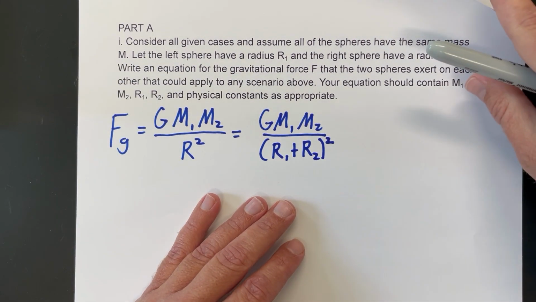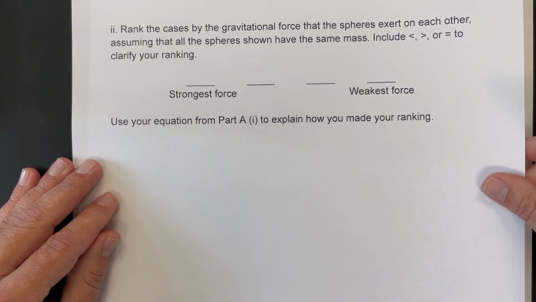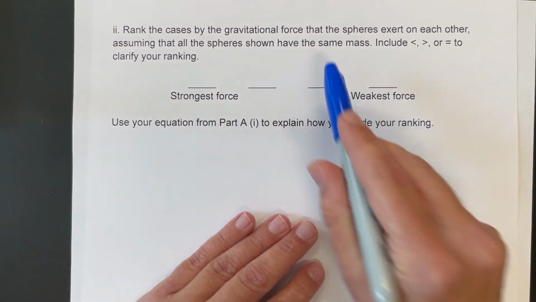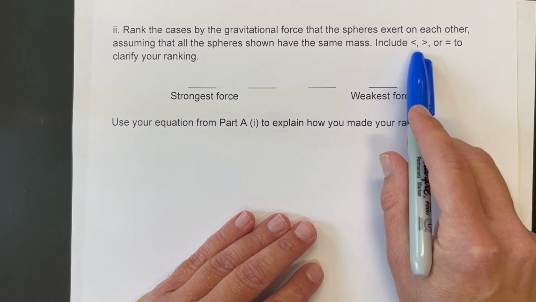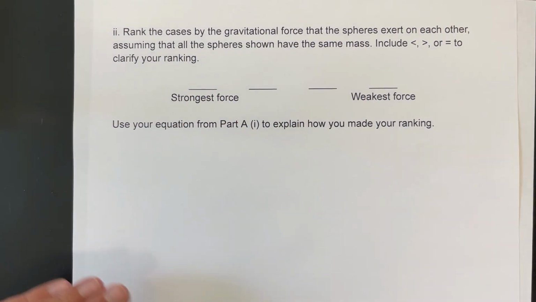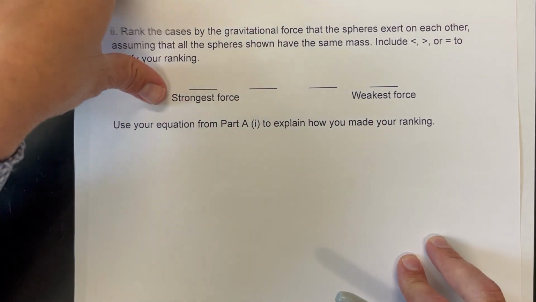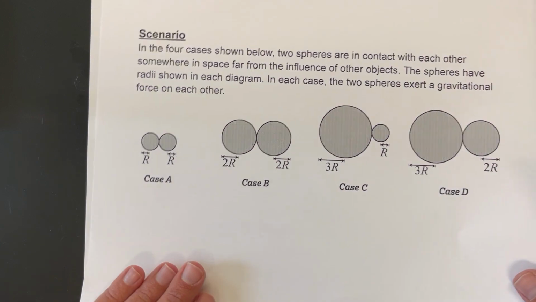All right, so now moving on to the next part here. They say rank the cases by gravitational force that the spheres exert on each other, assuming that all the spheres have the same mass, include greater than, less than, or equal to, and clarify your rankings. Okay, so we need to rank them. So let's go back to this picture here for a second and look at this.